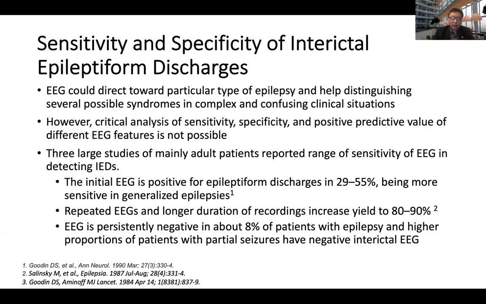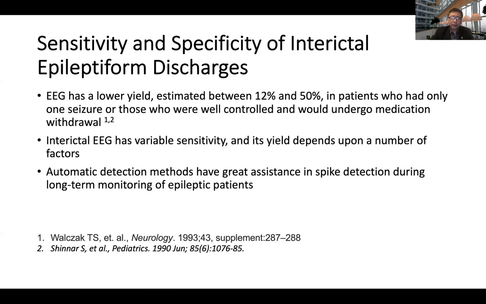EEG is persistently negative in about 8% of patients with epilepsy, and a higher proportion of these patients have partial seizures and still have a negative interictal EEG. The EEG has a lower yield, estimated between 12 to 50%, in patients who have had only 1 seizure, or those who are well controlled and would undergo medication withdrawal. We have to be really careful when we do EEG, even when it is normal, and when we try to reduce the medication. Interictal EEG has a variable sensitivity, and the yield depends upon a number of factors.